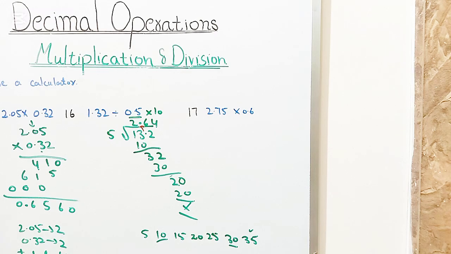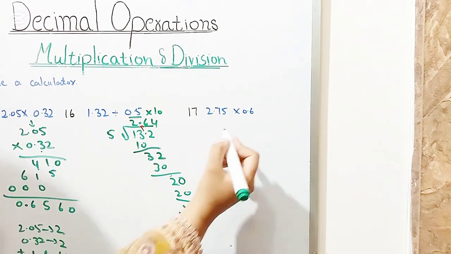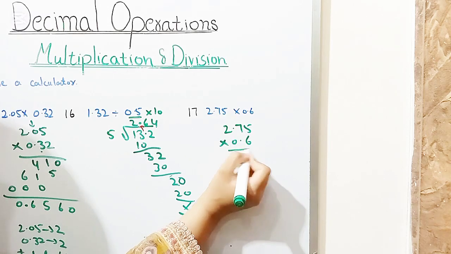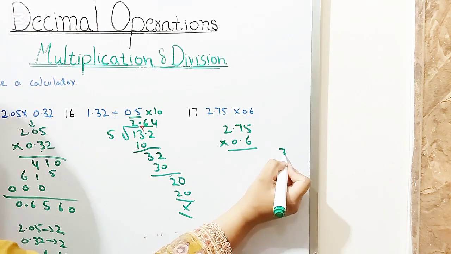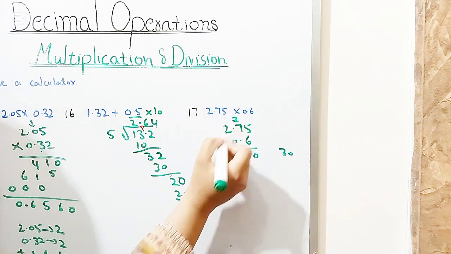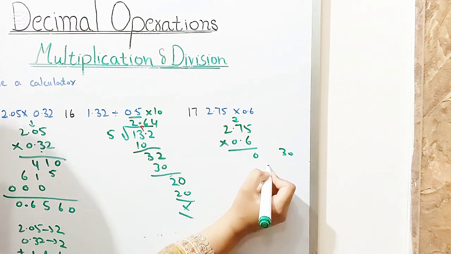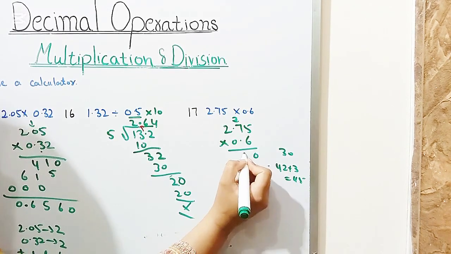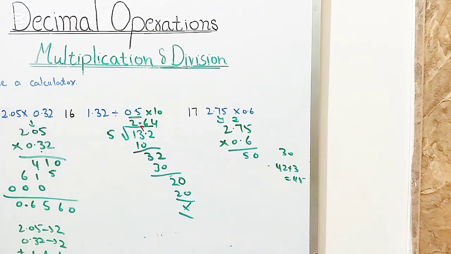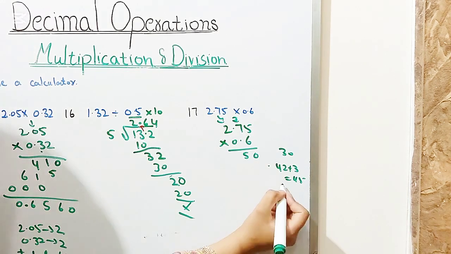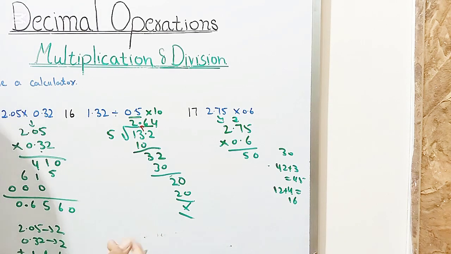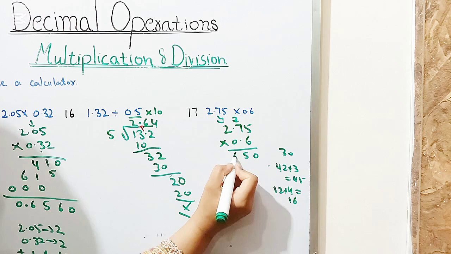Now question number 17. 2.75 multiplied by 0.6. 5 6s are 30. Now I will write 0, 3 to the next value as carry. 6 7s are 42. 42 plus 3 becomes 45. I will write 5, 4 carry to the next value. 6 2s are 12. 12 plus 4 is 16. I will write 16.